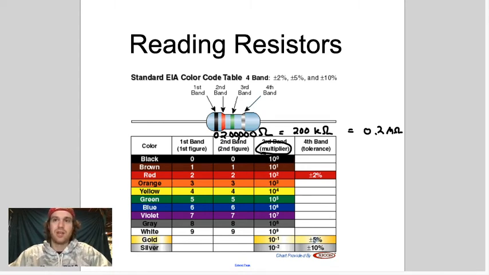So the silver is not as accurate. So the resistance can vary by 10%. Gold can vary by 5%, and if it's a red stripe at the end, it can vary by 2%. Okay, so this is super accurate. This is not super accurate. Like an LED, big deal. If an LED burns up because the resistor isn't very accurate, an LED doesn't cost anything. It's not a problem.